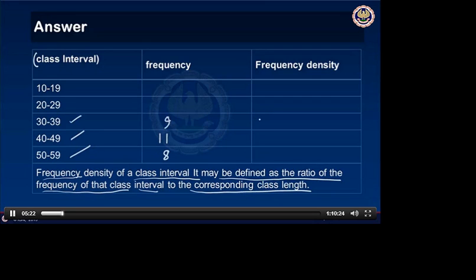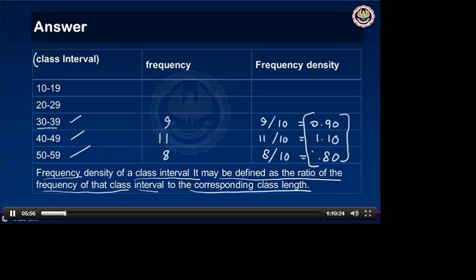So a frequency density then would be 9 divided by the class size, that is 10. Between 30 and 39 there are 10 students, so the frequency density would be 0.90. And then between 40 to 49 there will be 11, divided by 10, so there will be 1.10. And between 50 to 59 we find there are 8, so 8 divided by 10, so it will work out to 0.80. So that means the answer is this.